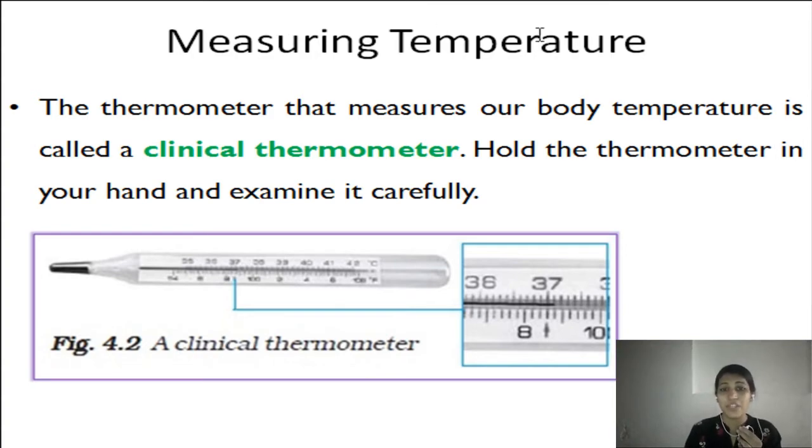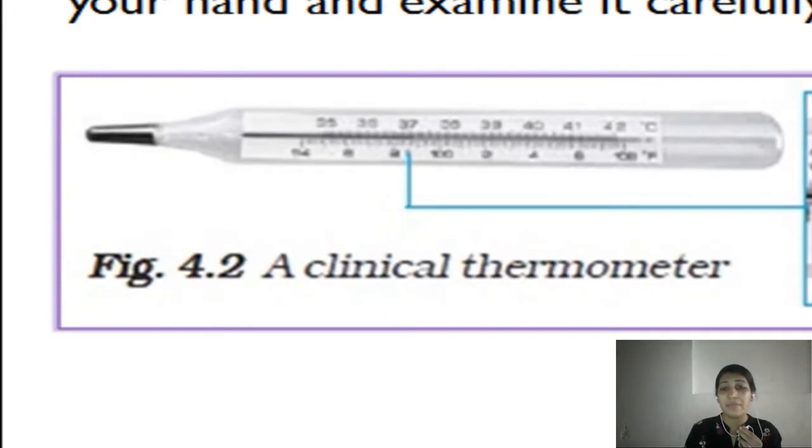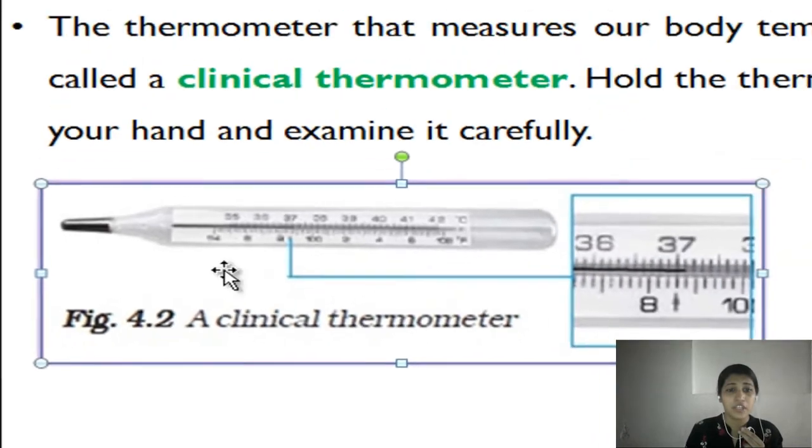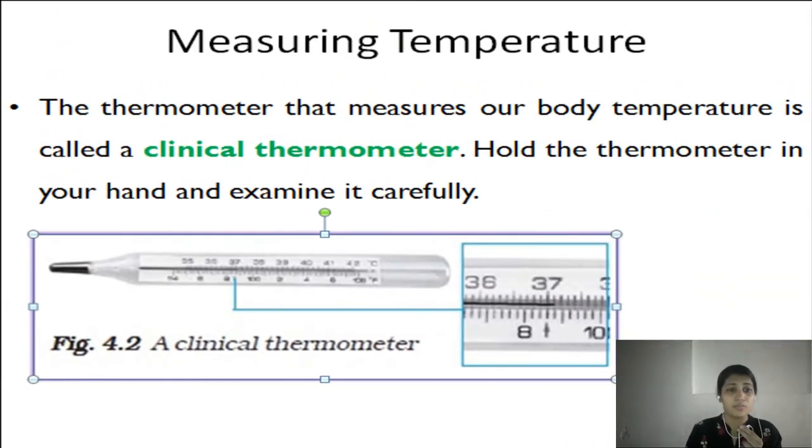The thermometer that measures our body temperature is called a clinical thermometer. See this figure. It is a clinical thermometer. You have seen this thermometer in your house. Hold the thermometer in your hand and examine it carefully. A clinical thermometer looks like as shown in figure 4.2.